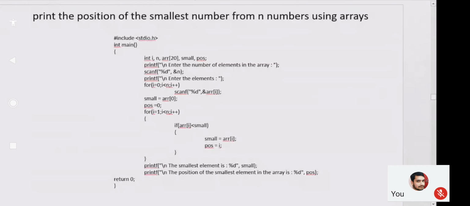No. Then it will check for I equal to 2. ARR[I] will be 1. So 1 is less than 5. This is true. If this is true, then small will be 1 and the position will be 2. After that, again it will check with 3. Now 3 is greater than 1, so the position remains the same. After that, it will compare with 10, and again 10 is greater than this, so it will return the position, that is 2.